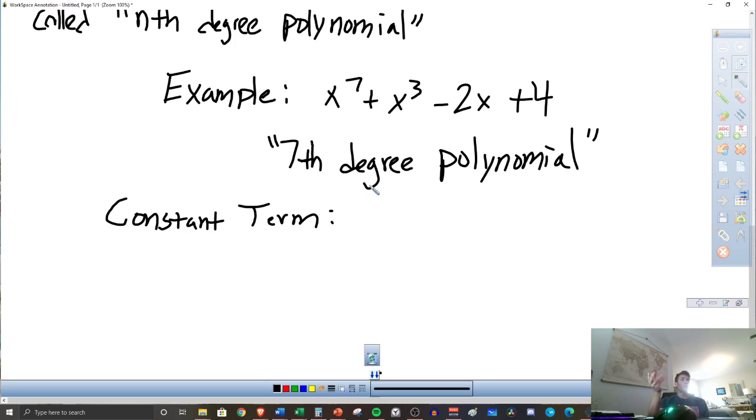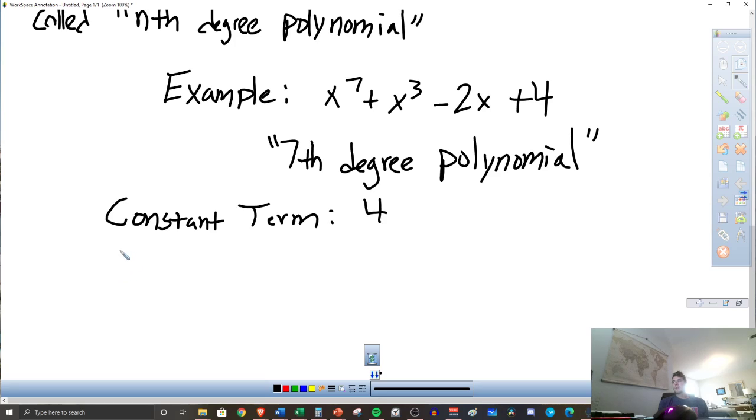If you haven't, throw it on your sheet really quick for me. Constant term, and you can just take this from what I'm saying in the video. I'm not going to write it in our notes here because you'll have it on your sheet. The constant term is the term in the polynomial that has no variable. Okay, so let's look at our example here. What term is that? Well, which one is not a variable? Well, the 4 is constant, so that would be 4.